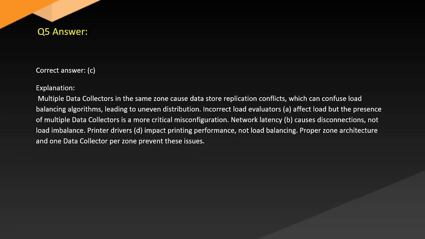Answer. Correct answer: C. Explanation. Multiple data collectors in the same zone cause data store replication conflicts, which can confuse load balancing algorithms, leading to uneven distribution. Incorrect load evaluators, A, affect load, but the presence of multiple data collectors is a more critical misconfiguration. Network latency, B, causes disconnections, not load imbalance. Printer drivers, D, impact printing performance, not load balancing. Proper zone architecture and one data collector per zone prevent these issues.